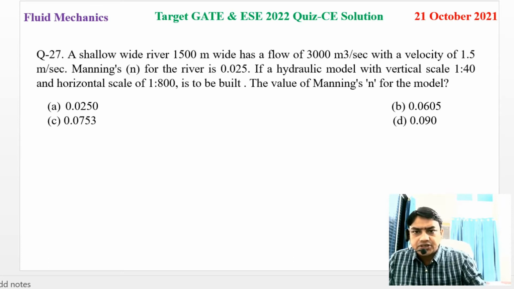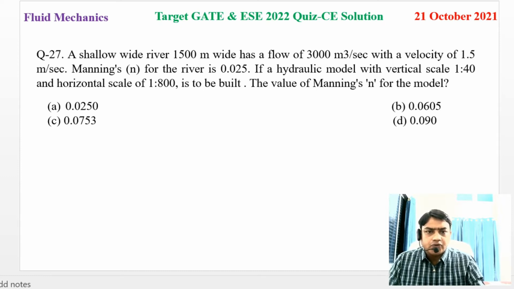And the question was: a shallow wide river 1500 meter wide has a flow of 3000 meter cube per second with a velocity of 1.5 meter per second. Manning's roughness for the river is 0.025. If a hydraulic model with a vertical scale 1:40 and horizontal scale of 1:800 is to be built, the value of Manning's roughness for the model is, and your options are 0.025, 0.0605, 0.0753 and 0.09.